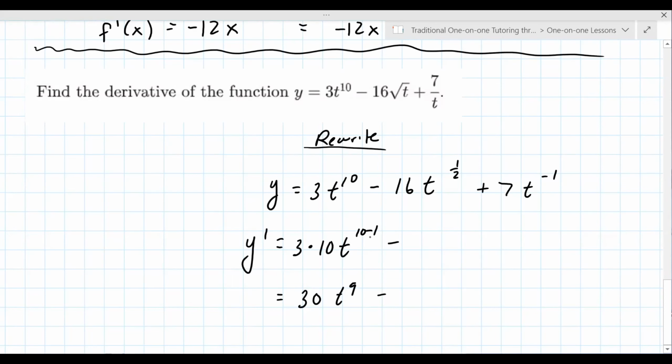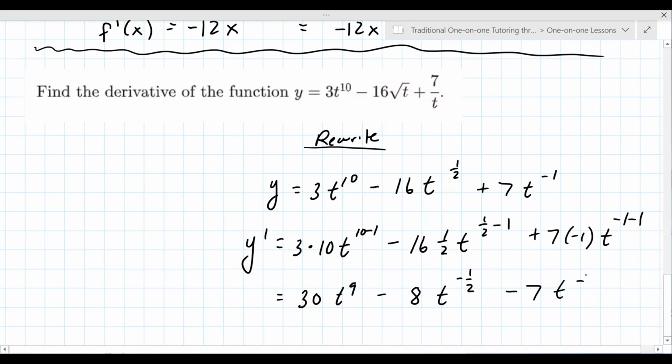This is 16 times 1/2, and that's 1/2 t, but you have to subtract 1/2 minus 1, so that's negative 1/2. So it becomes 8t to the minus 1/2 power. This negative 1 up here goes with the 7, so it's plus 7 times negative 1 t to the minus 1 minus 1, minus 7t to the minus 2.